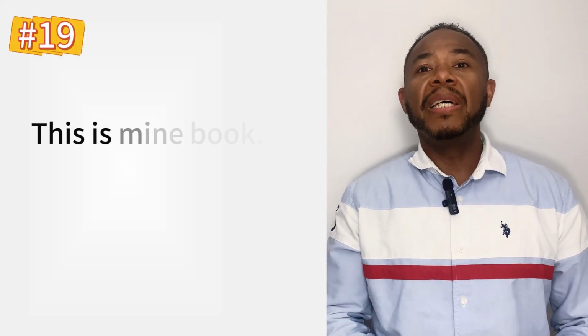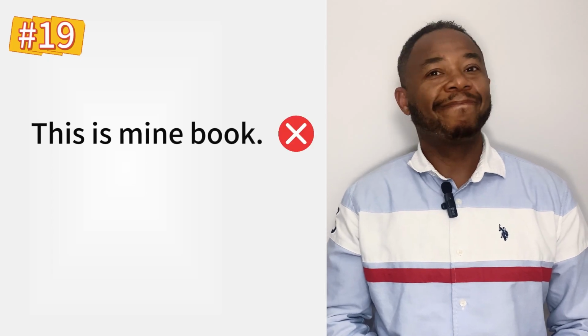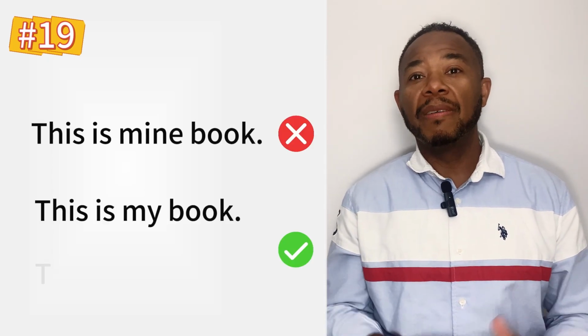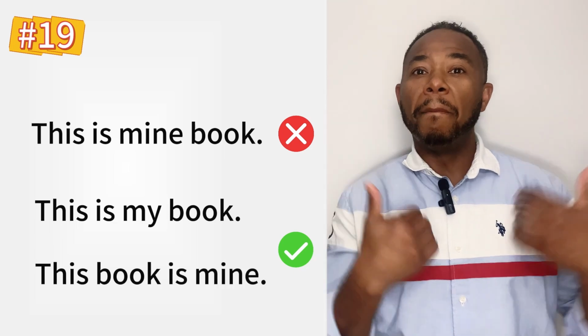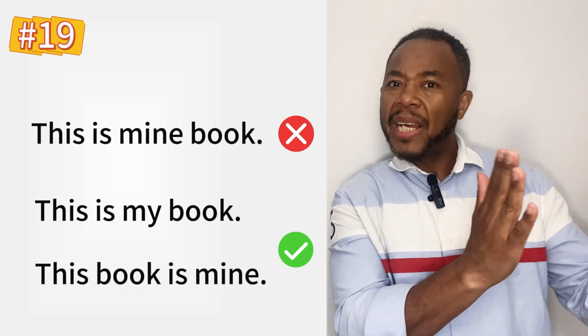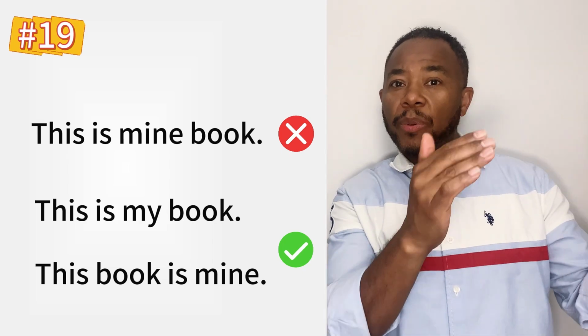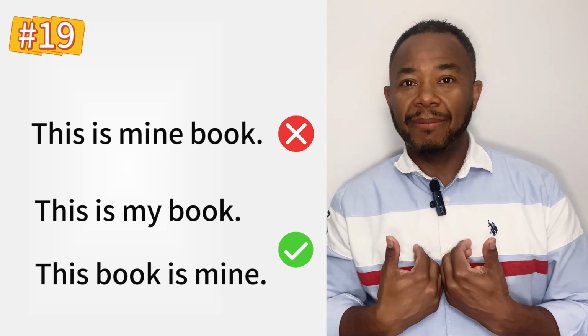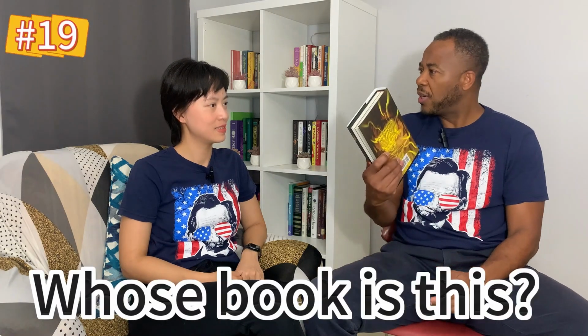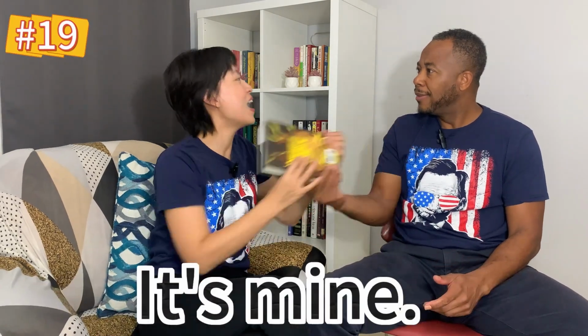Number 19, this is mine book. This is my book, or this book is mine. If you use mine, then you put the noun kind of before. So this book is mine. For example, whose book is this? It's mine.